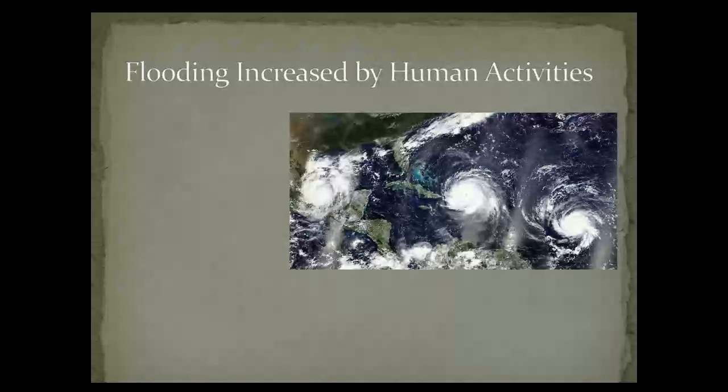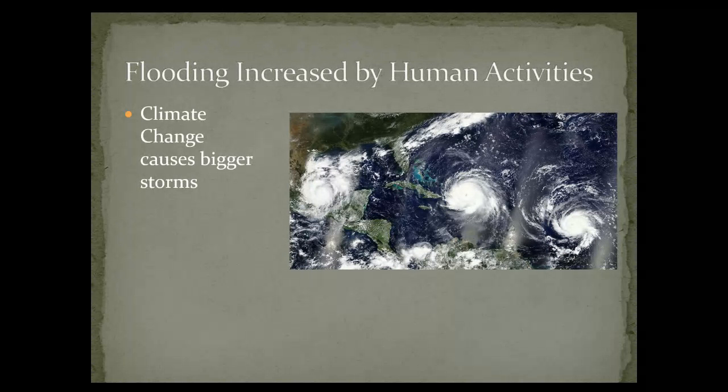And then, of course, we have climate change. So storms are bigger. And then when you remove the wetlands and the mangroves, now you really have a big chance of flooding when a massive storm hits.